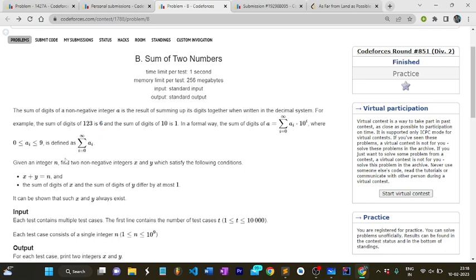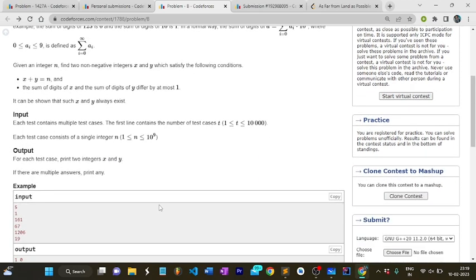Okay. And what we have to do here is, given an integer, find two non-negative integers x and y that satisfy the following conditions. So we are given an integer n and we have to find two integers x and y such that their sum should be equal to n, and the sum of digits of x and the sum of digits of y should differ by at most 1. So what they are saying is to break n into two parts such that the sum of x and y is equal to n, and the difference between the sum of digits of x and y should be at most 1. It could be either 0 or 1.